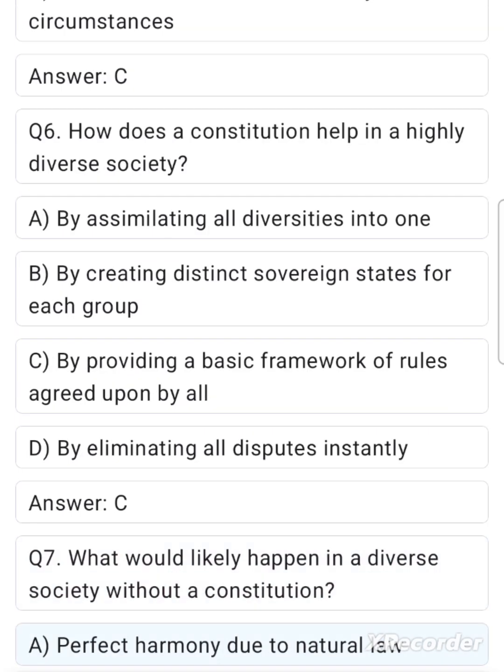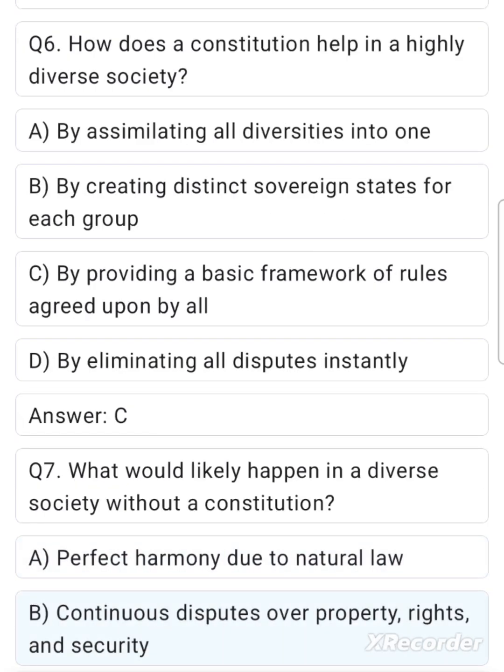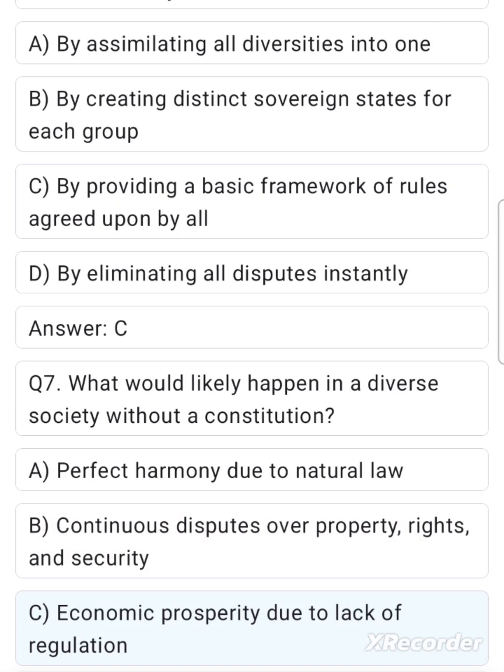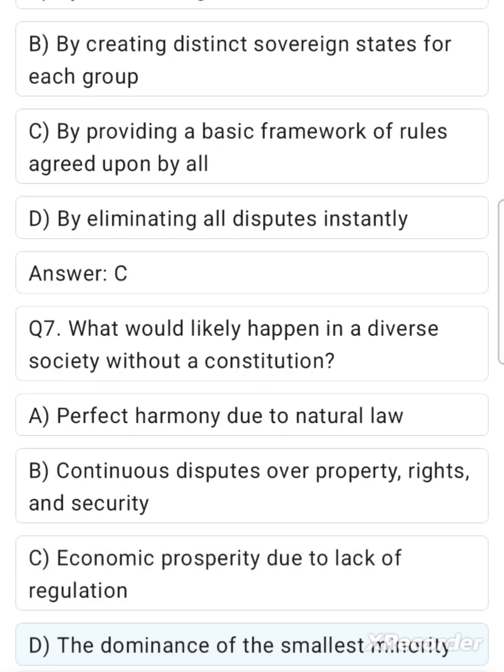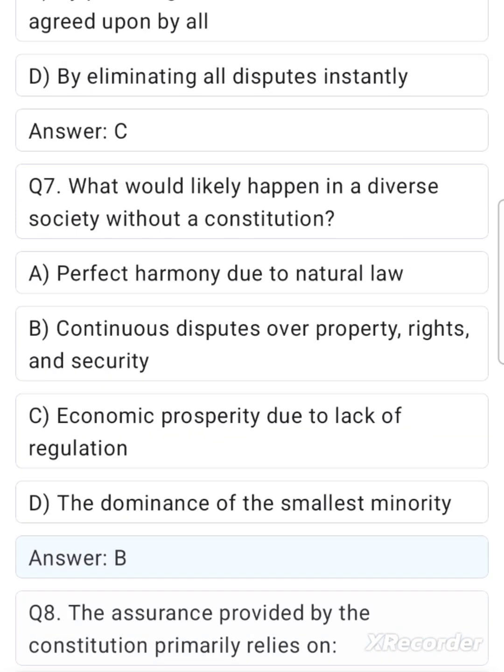Q7. What would likely happen in a diverse society without a constitution? A. Perfect harmony due to natural law. B. Continuous disputes over property, rights, and security. C. Economic prosperity due to lack of regulation. D. The dominance of the smallest minority. Answer. B.